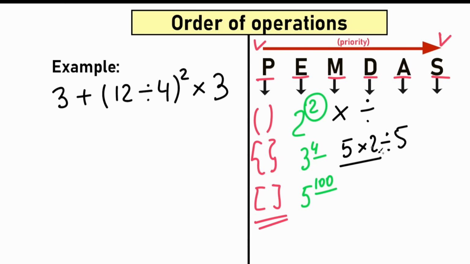But this is a wrong approach. For example, when we have 5 divided by 2 times 5, a lot of students say that we should multiply 2 times 5. But this is wrong, because we are talking about the same priority. Multiplication and division have the same priority, and we should perform these operations in a strict order from left to right. We should scan for the first mathematical operation from left to right, and in this case it is division. So we should perform division first.